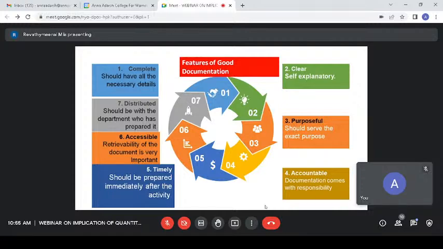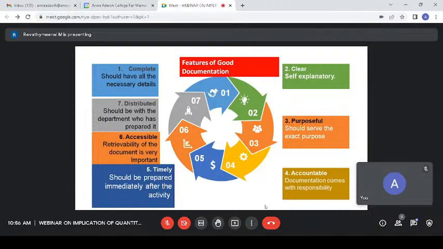What more should this documentation do? This document should be clear. It should be self-explanatory. If I'm trying to look for the date, I must get the date. If I'm trying to look for the event, I should get the event. If I'm trying to look for the people who were there, I must get to know how many people were there, who were there. This is what is going to be self-explanatory. Then you're able to see it should be purposeful. It should serve the exact purpose. These are extremely important aspects.